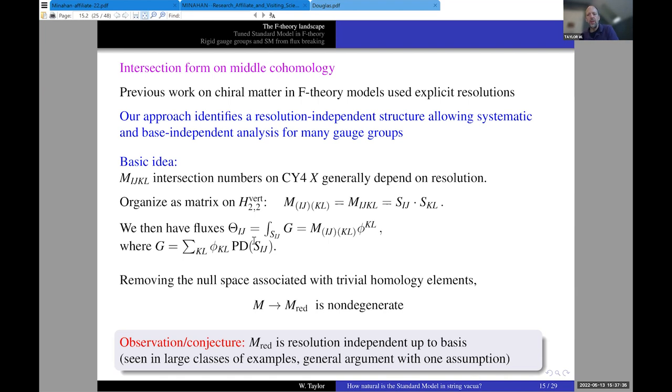And the observation leading to a conjecture is that this M red is resolution independent in every case we've looked at, up to a basis choice. So if you take two different resolutions and you compute the M red, they are equivalent under an SL(N,Z) transformation. We've seen this in large classes of examples, and we can show it with a general argument where we only really need to make one assumption about where something lives in the root lattice, in the weight lattice rather, of the group.